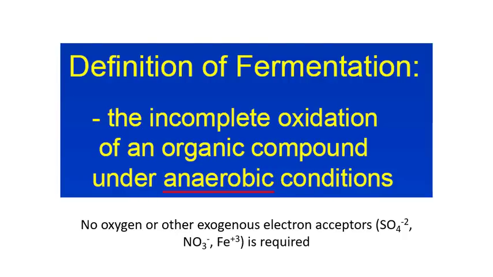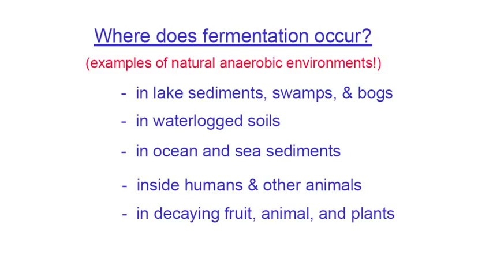So if fermentation is a last resort, where does it actually occur? Well, it happens in places that are anaerobic and have been anaerobic for a long time, so all the other possible oxidants have been used up. It happens at the bottom of lakes, in the sediments, in swamps and bogs. It happens in really waterlogged soils that have been waterlogged for a while. It happens in the ocean and sea sediments at the bottom, inside humans and other animals in our guts, and in decaying fruits, animals, and plants.